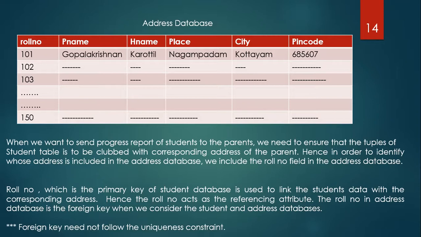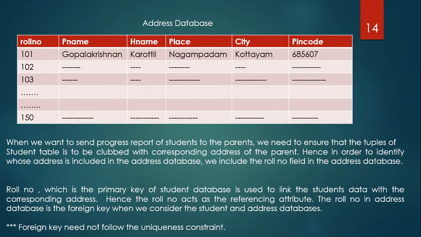So when you want to send progress report of students to the parents, we need to ensure that the tuples of student table is to be clubbed, means to be joined with the corresponding address of the parent. Hence, in order to identify whose address is included in the address database, we include the roll number field in the address database. So ഈ അഡ്രസ് ഡേറ്റാബേസ്, രണ്ടാമത് പറയുന്ന അഡ്രസ് ഡേറ്റാബേസിൽ എന്താവശ്യമുണ്ട്? ഇതിന് രണ്ടിനും കോമൺ ആയിട്ട് ഒരു ഫീൽഡെങ്കിലും ആവശ്യമുണ്ട്. ആ കോമൺ ഫീൽഡ് നമ്മൾ അവിടെ ഉപയോഗിക്കുന്നത് പ്രൈമറി കീ ആയിരുന്ന റോൾ നമ്പറാണ്.